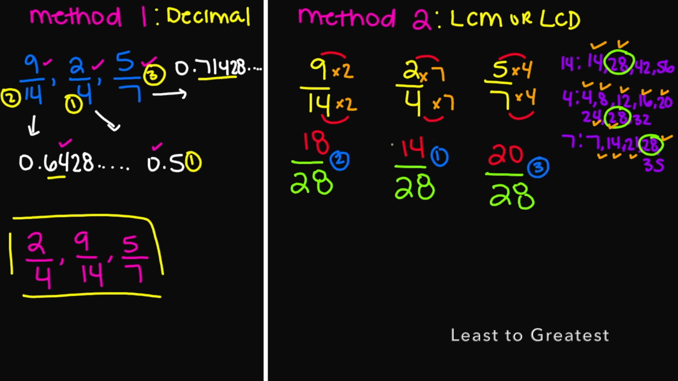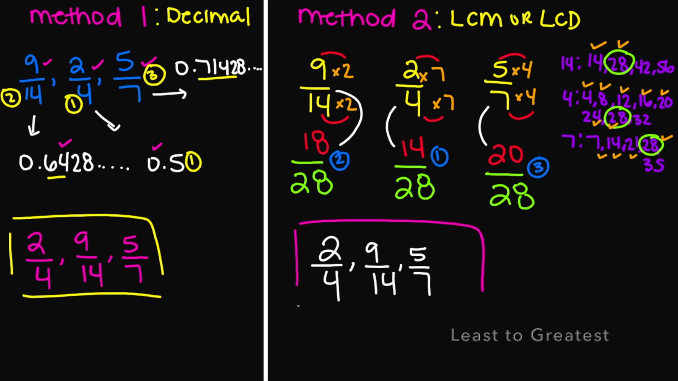So my 14 over 28, that's the 2 over 4. I'm going to list this first. Next, we have the 18 over 28, that's the 9 over 14. And then last, we have our 20 over 28, that's the 5 over 7. Right? And this is your final answer here.